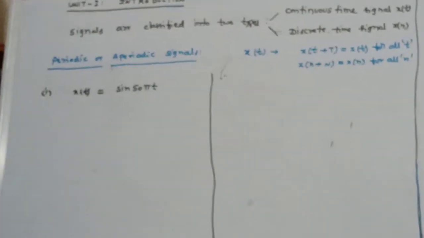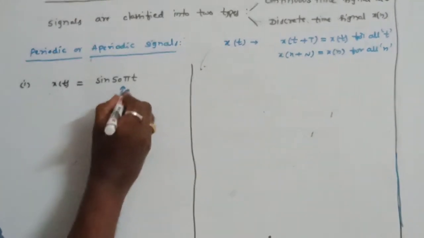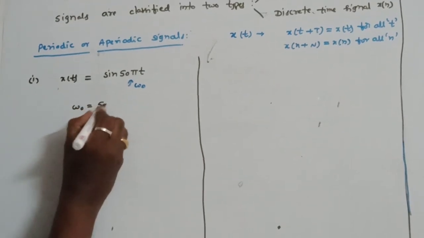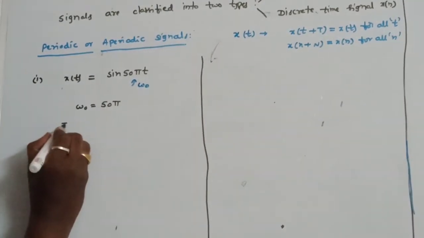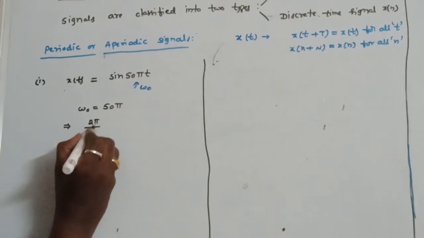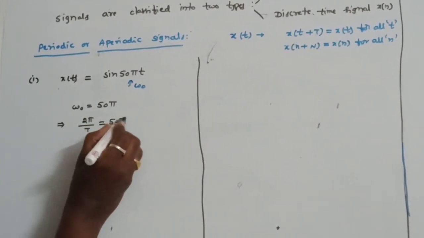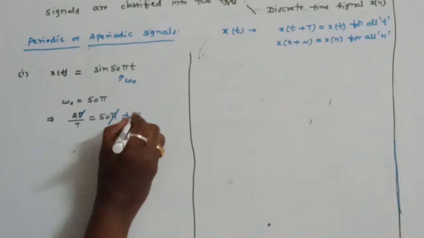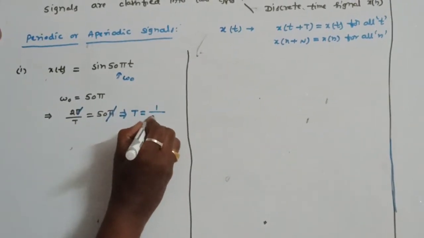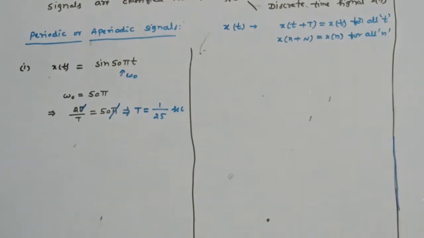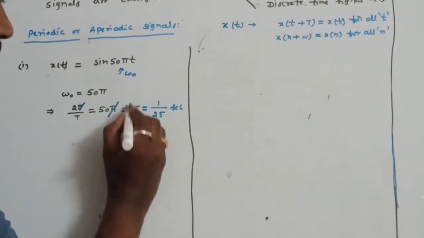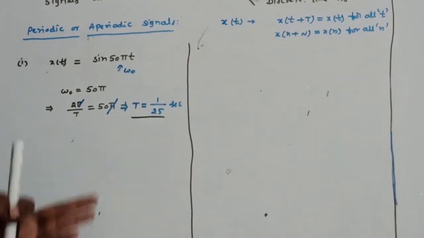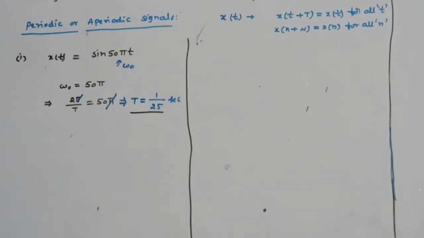Now what is omega 0 here? First we have to identify omega 0. Omega 0 is equal to 50 pi. As I said earlier, the omega 0 formula is 2 pi f, that is 2 pi by capital T. So 2 pi by T is equal to 50 pi. We cancel out pi and pi, and T is equal to 2 by 50. It will become 1 by 25 seconds. This is the fundamental period, that means 0.04 seconds or 40 milliseconds is the time period of this waveform.